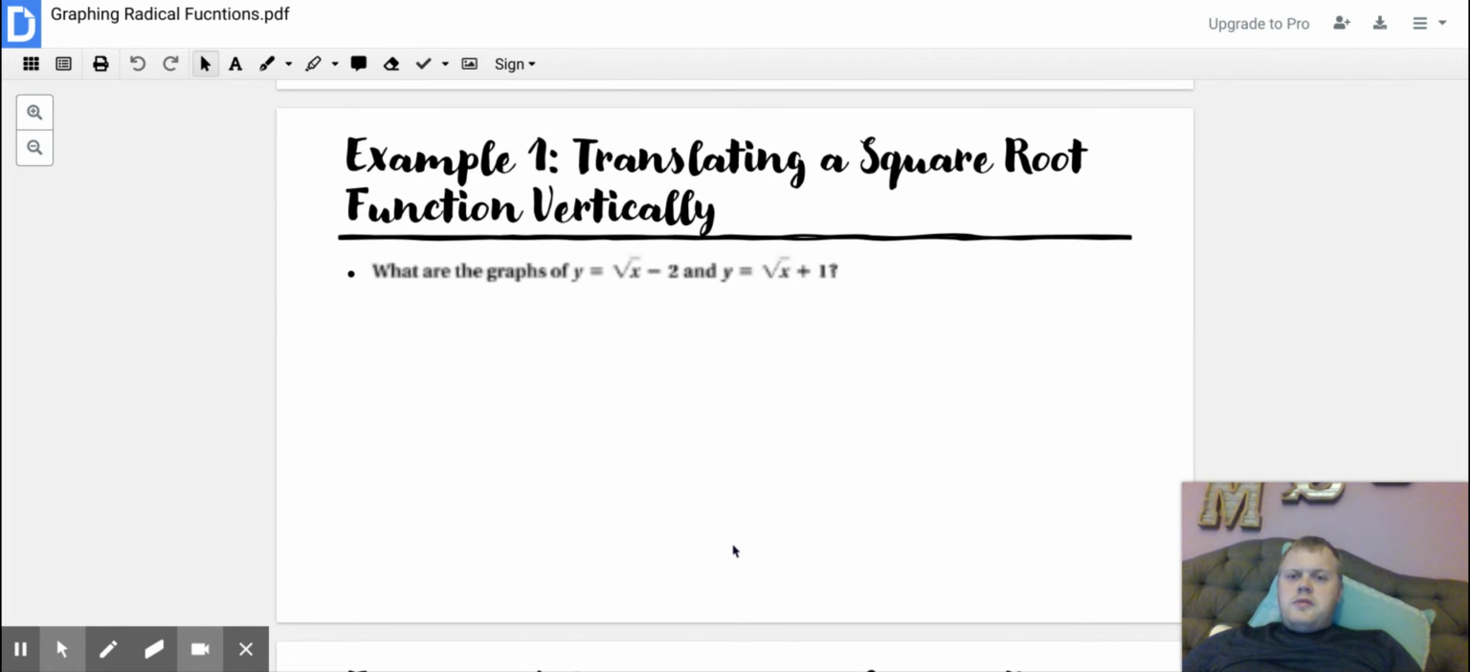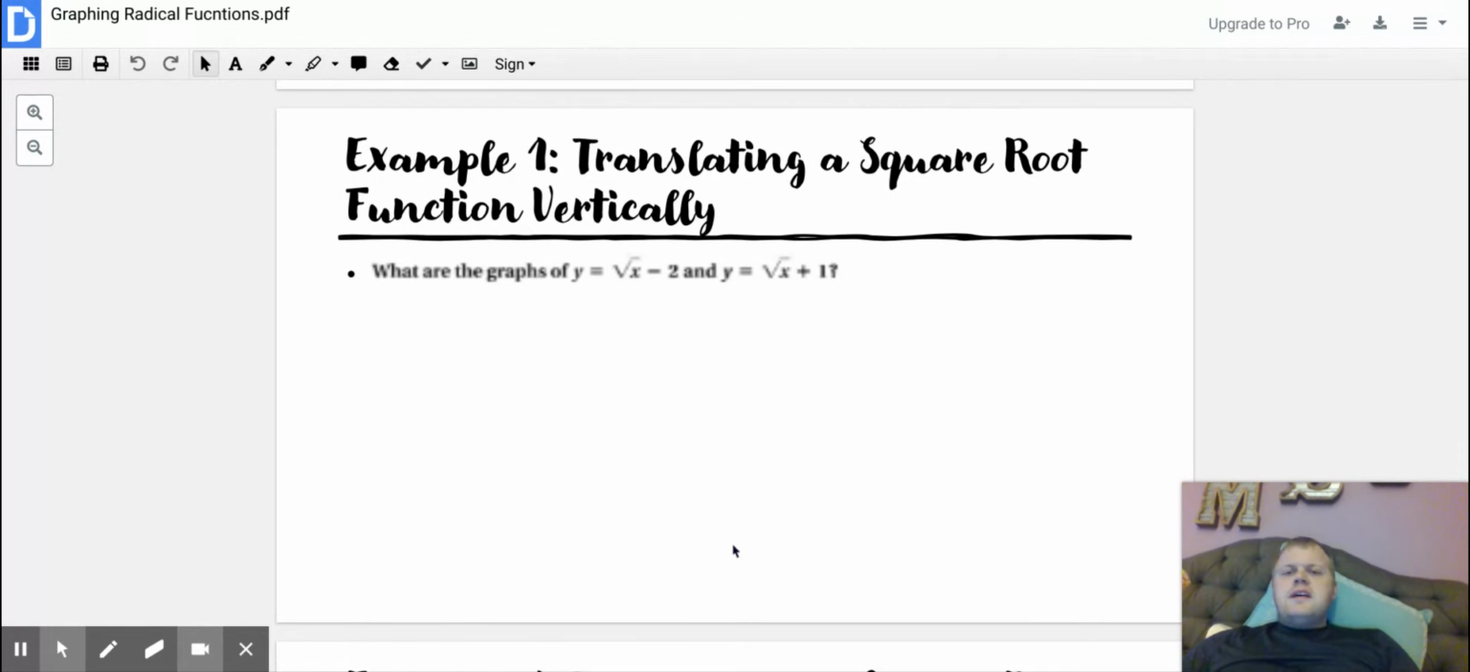Translating a square root function vertically. All right. So this is what I tried to prepare you guys with. Make sure you have your calculators here. All right. So your first step when you're looking at these graphs is you want to start with the parent function. So on this one here, all we want to do is just graph first y equals the square root of x. So graph that one first in your calculator.